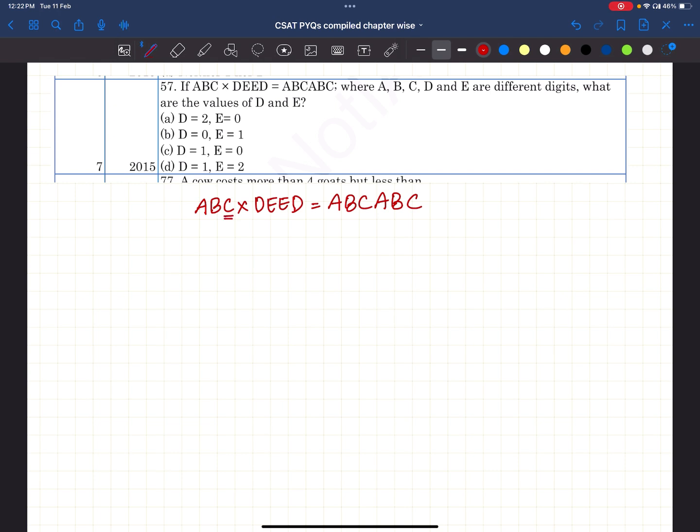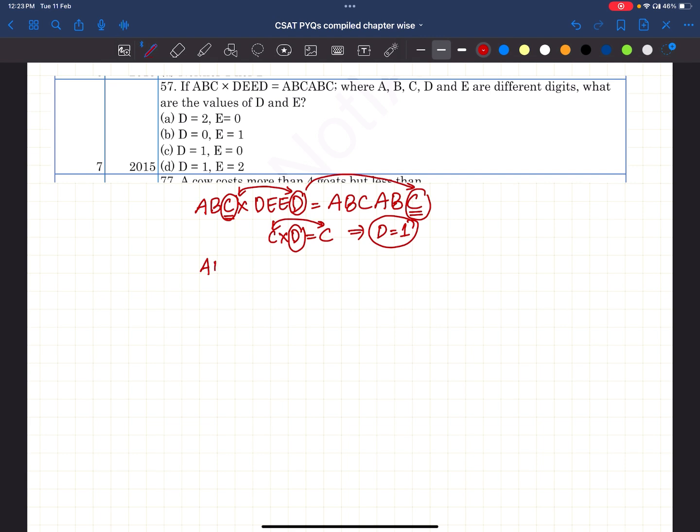See here, the units place of C and the units place of the product is the same, right? That means the units place in the multiplication is from these two things. This is the units place of the multiplier, and this is the given digit. So whenever we multiply the units place, C into D, this will be the units place of the entire product. So here C into D is C. In what case will C remain C when multiplied with a number? That means D should always be 1, right? D is equal to 1.